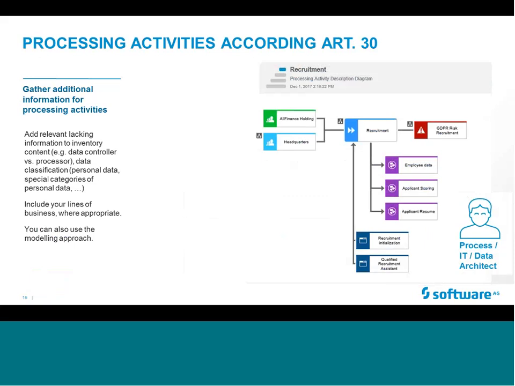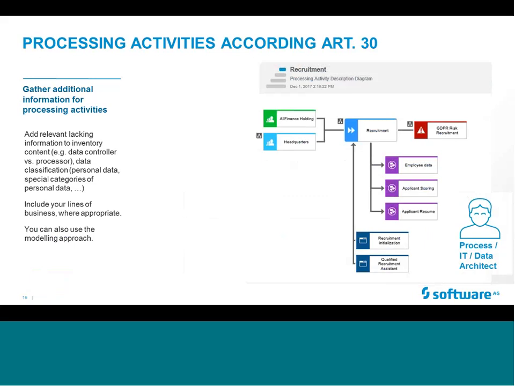Of course, it is also possible to gather all this information in a modeling way. If you have a process or an IT or data architect, he can also collect all this information in a graphical way. If you are using the fact sheet capabilities, then this graphical model is generated automatically in the background and then can be used in the combined repository.